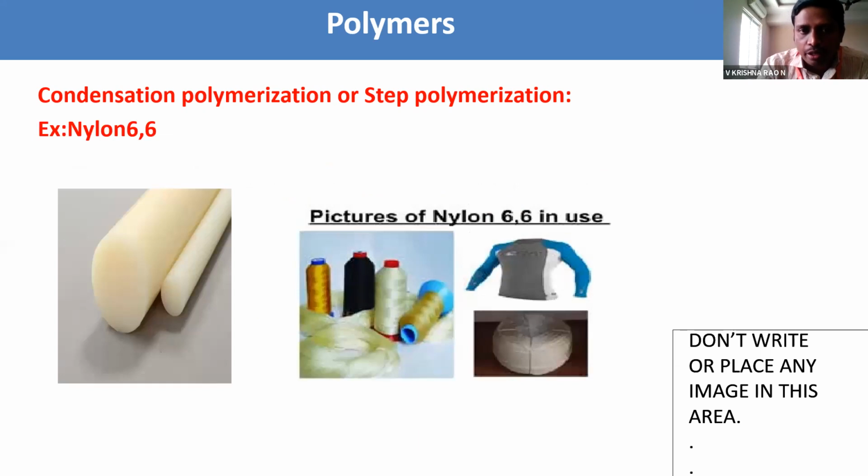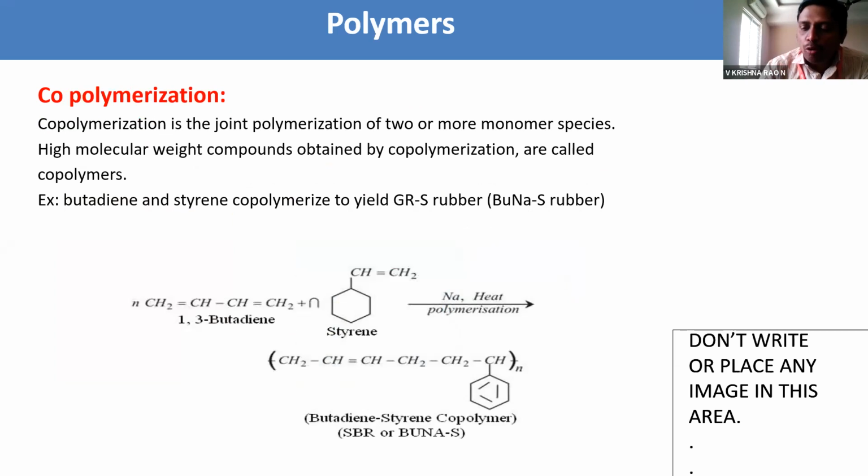Okay, what are the uses of nylon 66? Nylon 66 is used in making nylon threads, and nylon cloths are prepared using this nylon 66. Okay, coming to copolymerization.